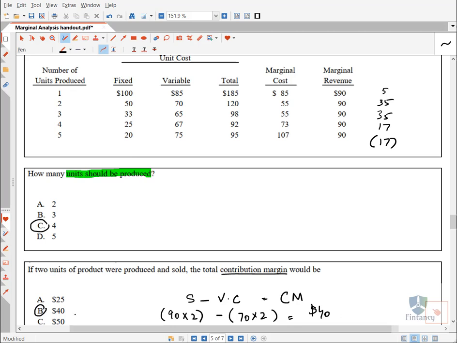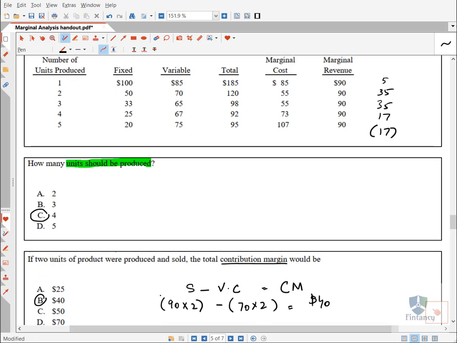And the answer is B. Some people are saying 180, 140. No. I hope it's clear now. See, very simple. 2 units. What is the variable cost? 70. What is the revenue? 90. So you say 90 minus 70, that is my contribution per unit, which is 20. And how many units am I making? 2. So 20 into 2 is 40. This is the answer. I hope it's clear with everyone.